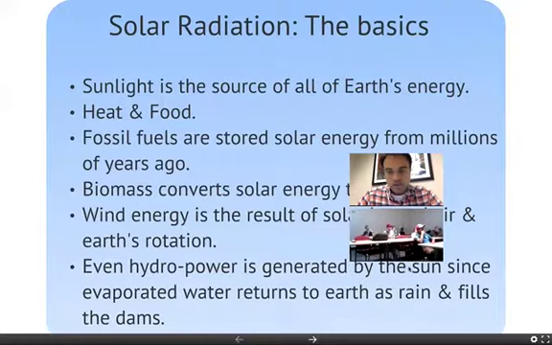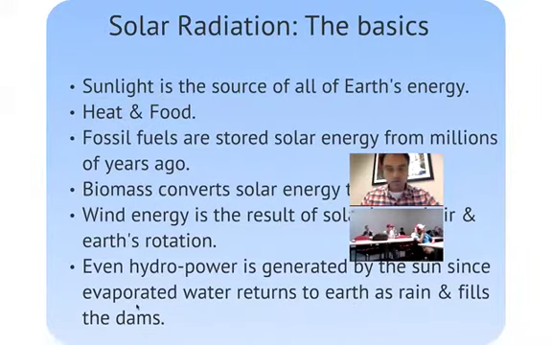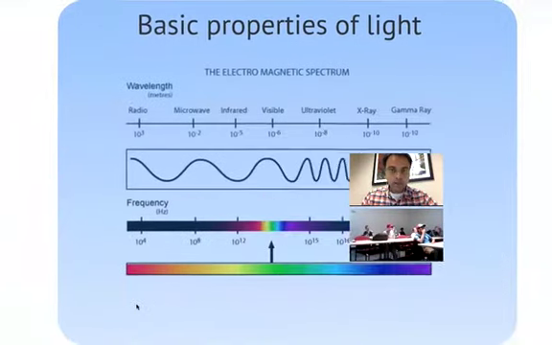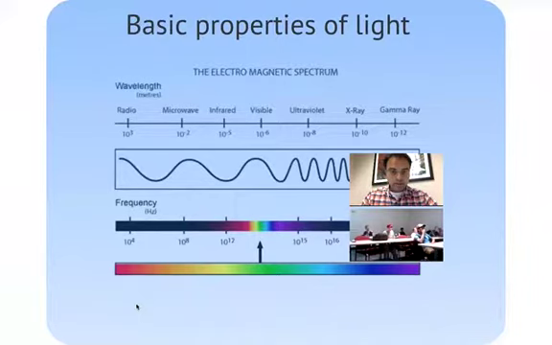Hydropower is also generated by the sun, in the sense that evaporated water returns to earth as rain and fills the dams and can be used for hydropower. So solar is, in a sense, fundamental to all forms of energy that we're interested in. So what is sunlight? Sunlight is, of course, a form of light. So we need to understand the basic properties of light.